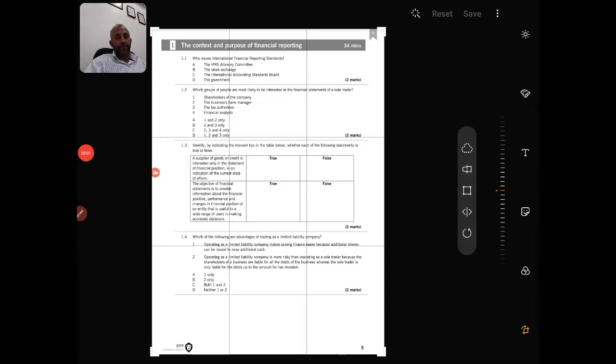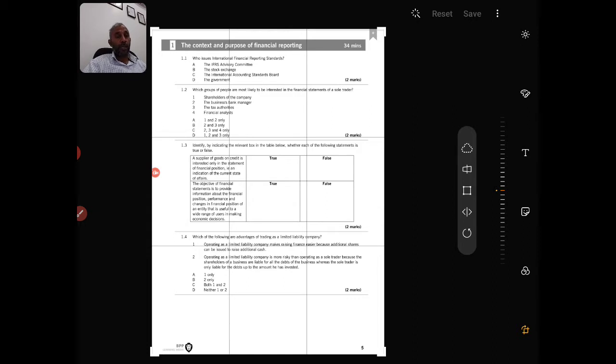Good afternoon, viewers. Now let's look into this section, financial reporting or basic financial accounting for ACCA F3. I'm picking some revision kit questions which were recently released, and the very first chapter, the context and purpose of financial reporting. Now let's go through the questions one by one.